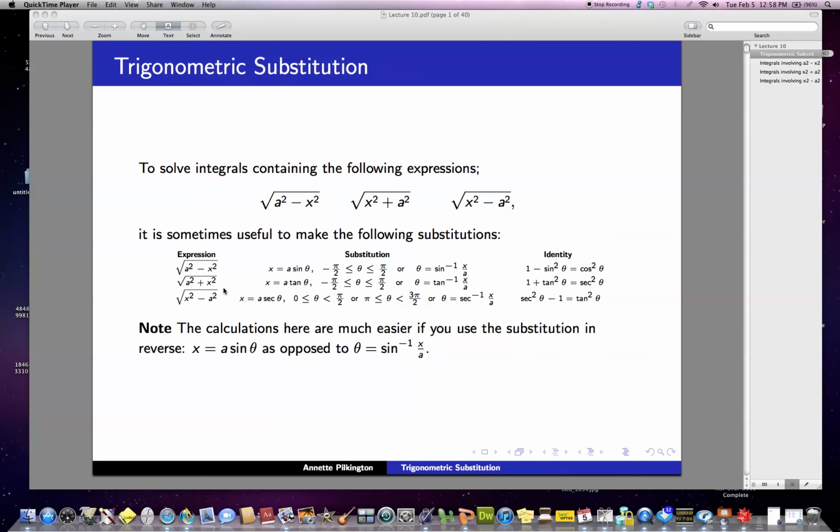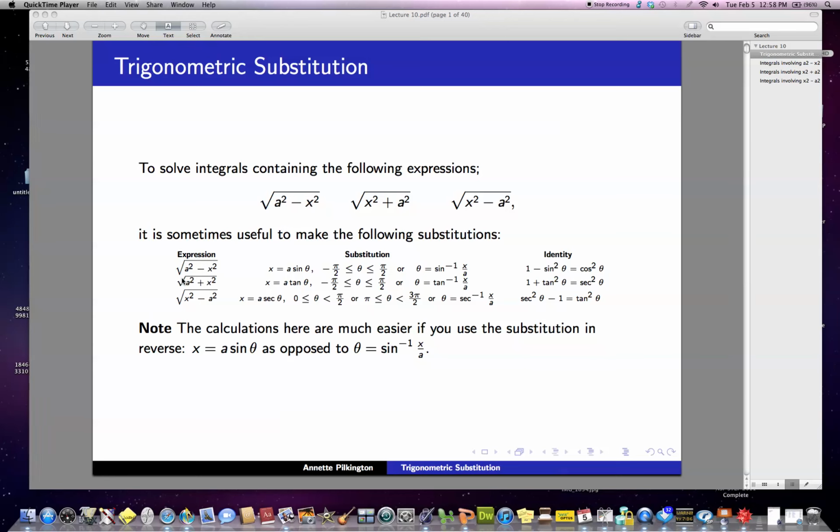If I have the square root of a squared plus x squared in my integral, then it sometimes simplifies the integral to make the substitution x equals a times tangent theta. And again, I choose the theta in the domain of the restricted tangent function so that theta is tan inverse x over a. And the identity 1 plus tan squared of theta equals secant squared of theta makes this expression much simpler to deal with.